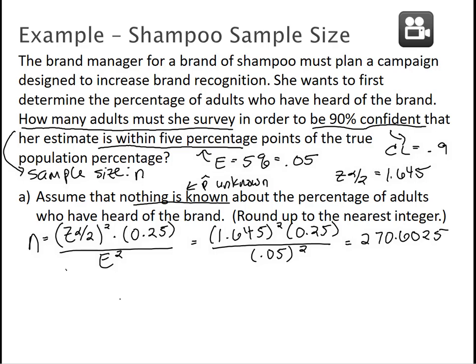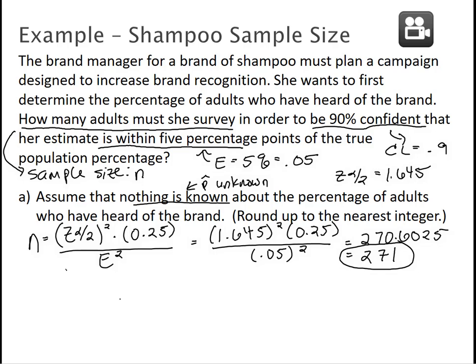270.6025. Now my problem tells me to round up to the nearest integer because I can't poll 0.6025 of a person, right? So I want to round up just to make sure I have enough people to properly estimate that population percentage. So I'm always going to round up to 271 people. So she needs to survey 271 people in order to properly estimate her population proportion, in the case that she knows nothing about how many people she thinks have heard of the brand.